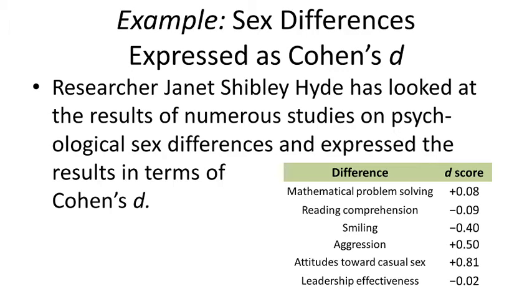So when we look at these differences that she found, we can see that for things like mathematical problem solving, we found a difference between males and females, but that difference is so small that who even cares? Like a d score of 0.08, that just means there's such a slight difference, it probably doesn't even matter. And then reading comprehension is the same story. That's a very weak effect.